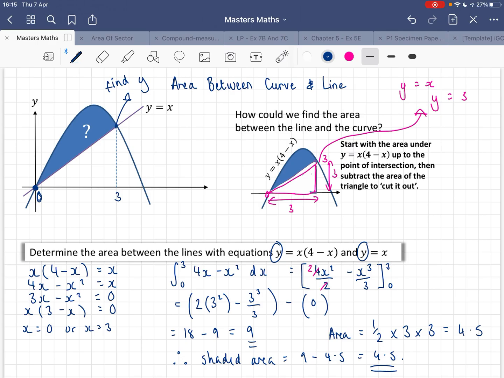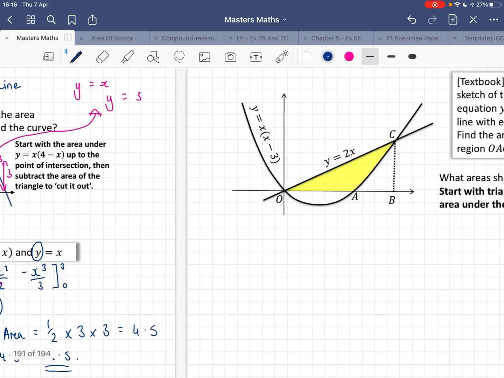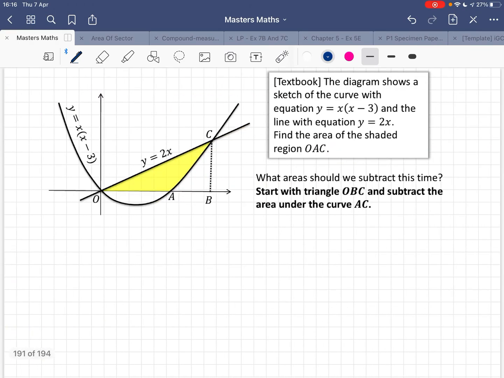Then we integrate the curve using the limits and evaluate it using the limits. We find the area of the triangle and we subtract the two things. They're all kind of basic steps for these types of questions. Okay, we'll have a look at a slightly more difficult question next.